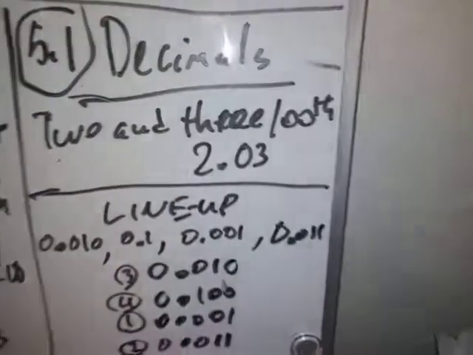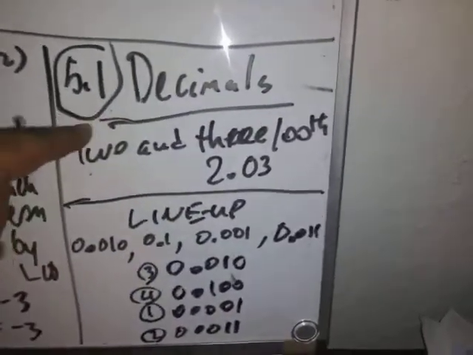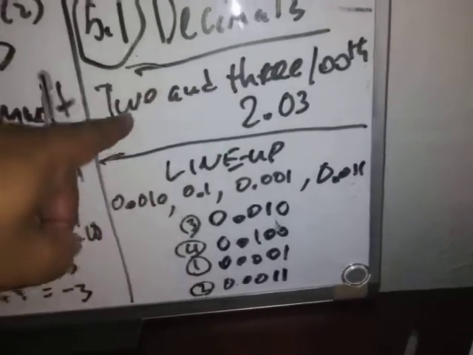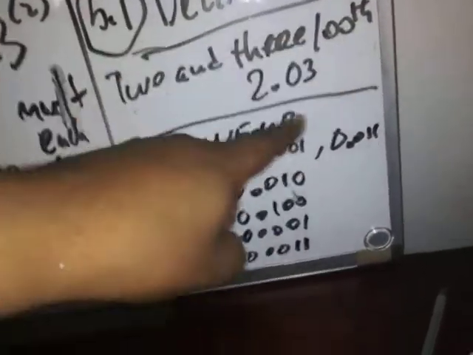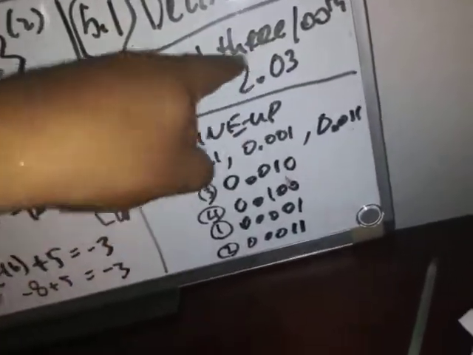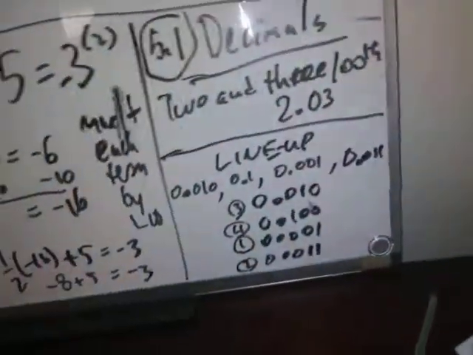Last but not least, decimals. We start in a new realm of decimals here, 5.1. Well, you got to write the decimal out in words. So this is 2 and 3/100ths. That's it right there, like $2.30. That's how you write the check, right? 2 and 3 and then 100 with the slash 100 and stuff.